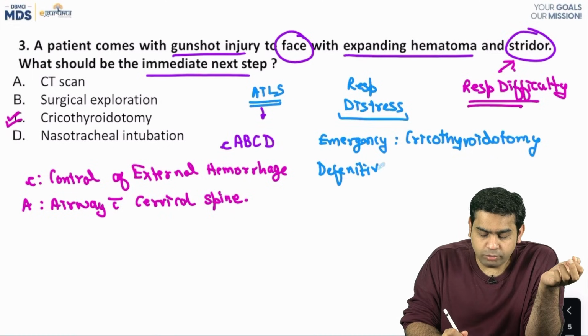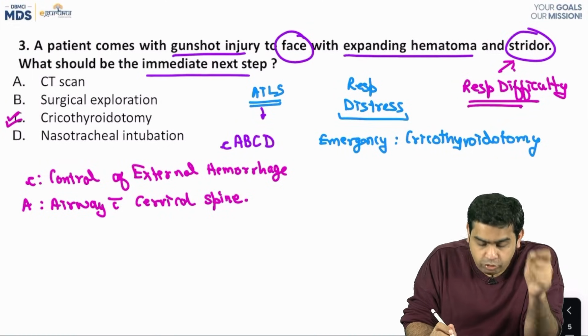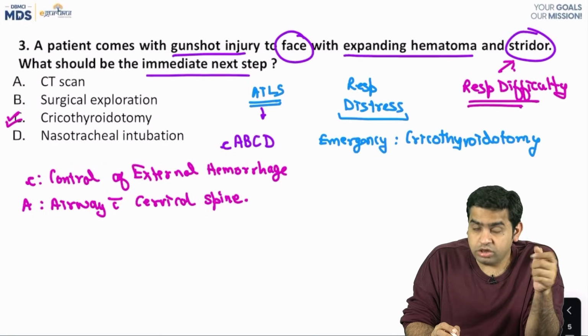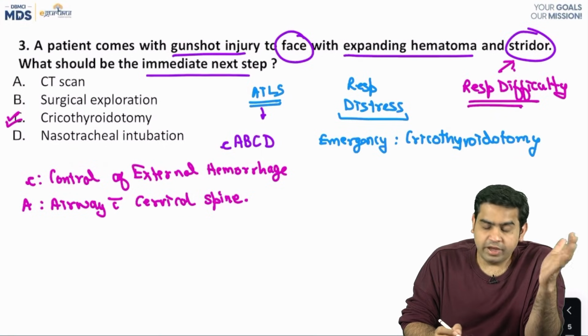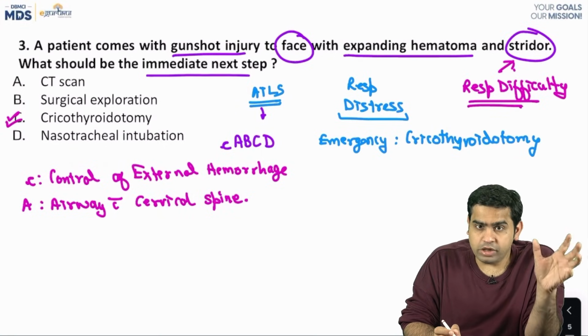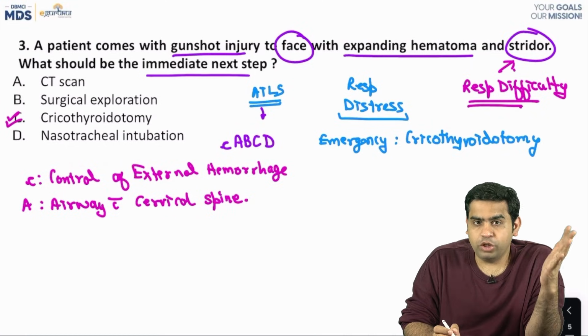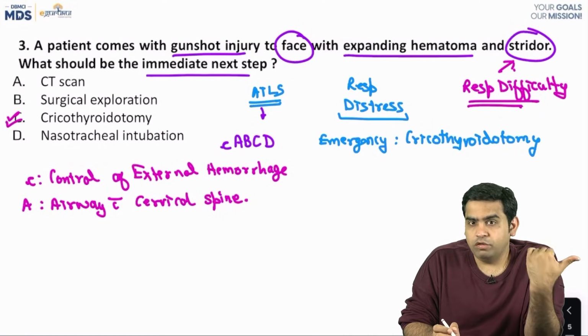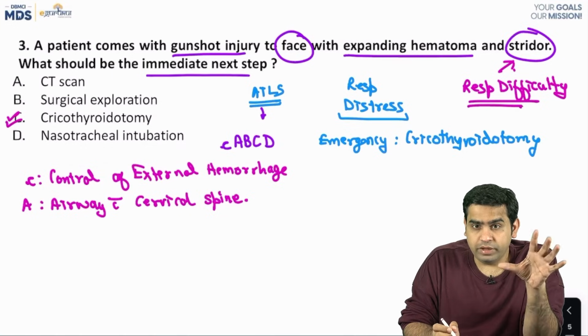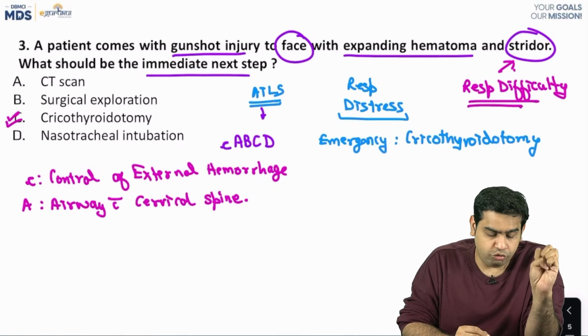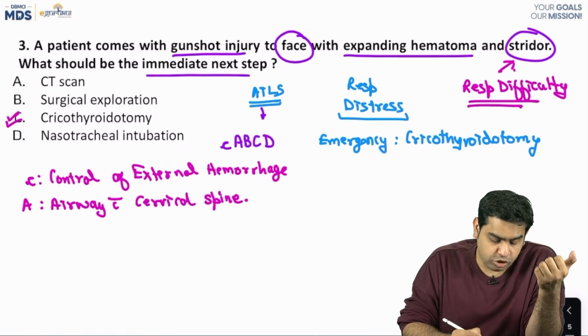So here, let's not talk about the definitive, but because the patient is in respiratory distress, the next thing which you have to do is cricothyroidotomy. Okay, are you understanding? You have to establish the airway, and once the airway is established, you can shift the patient to the operating room, open up the surgical wound, and whatever hemorrhage is there can be controlled. Okay, so I hope you are able to appreciate this.